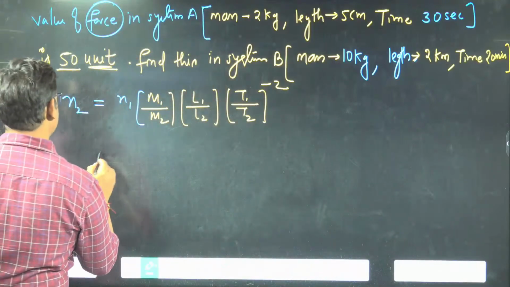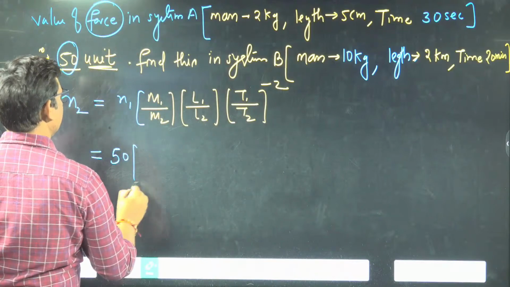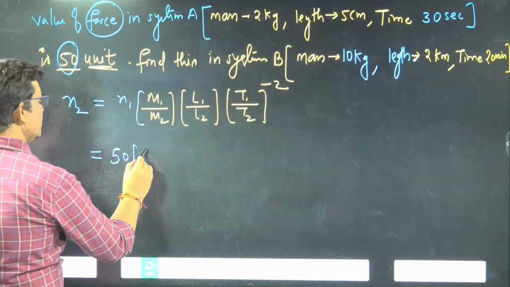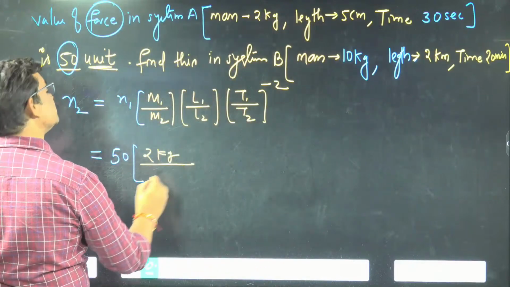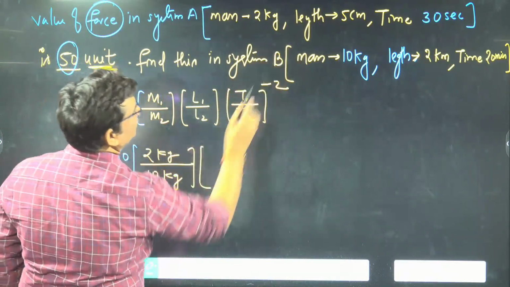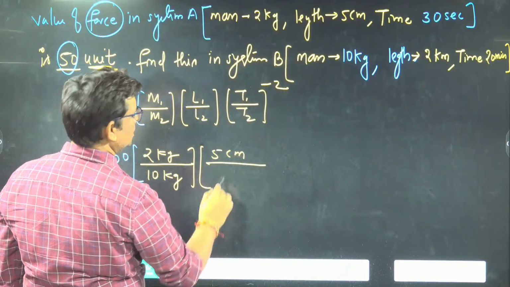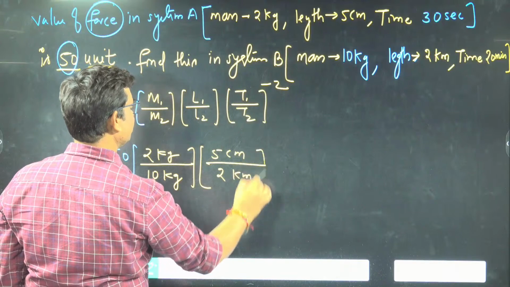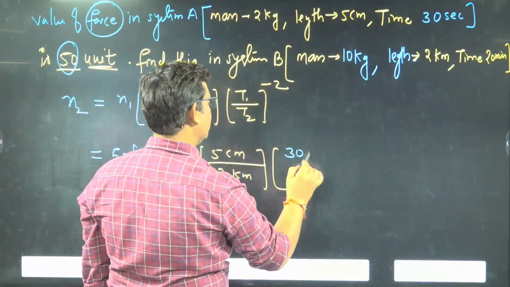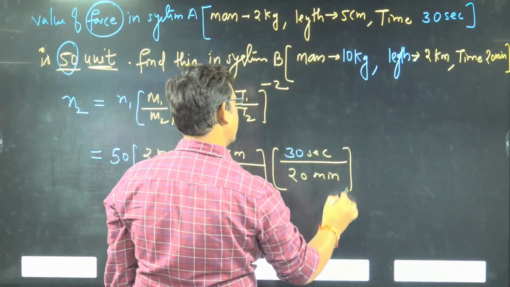After that, we'll write here n1. What is n1 here? It is 50, so we write 50. First system is A, second system is B. We just have to put the values. In the first system this was 2 kg, in the second system this is 10 kg. Then L1 is 5 centimeter divided by 2 kilometer, and T1 is 30 second divided by 20 minute, and power minus 2.